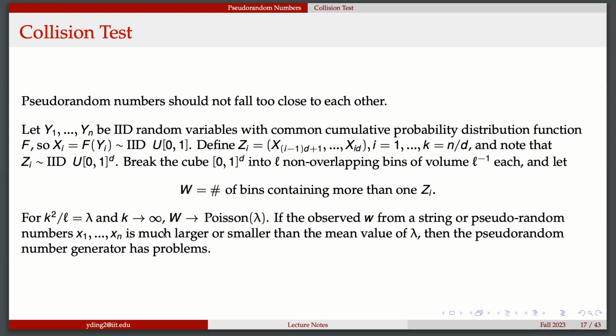So this is the idea. For actually, the idea is the same thing. You can consider it can be more evenly distributed, so at each piece, it should have one. But if some bins have more than one, then which means in that part, there are several Zi that are very close to each other. This is not really a random number generator, so that's why it will have some issue. So this is the collision test.